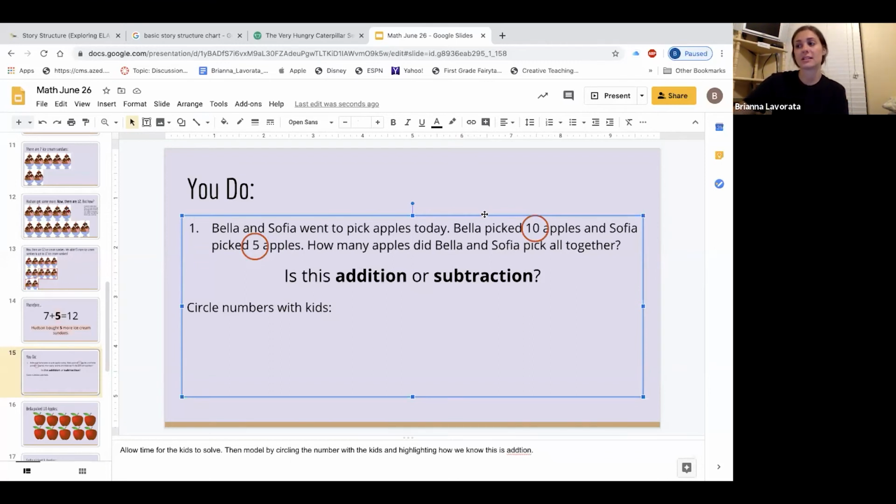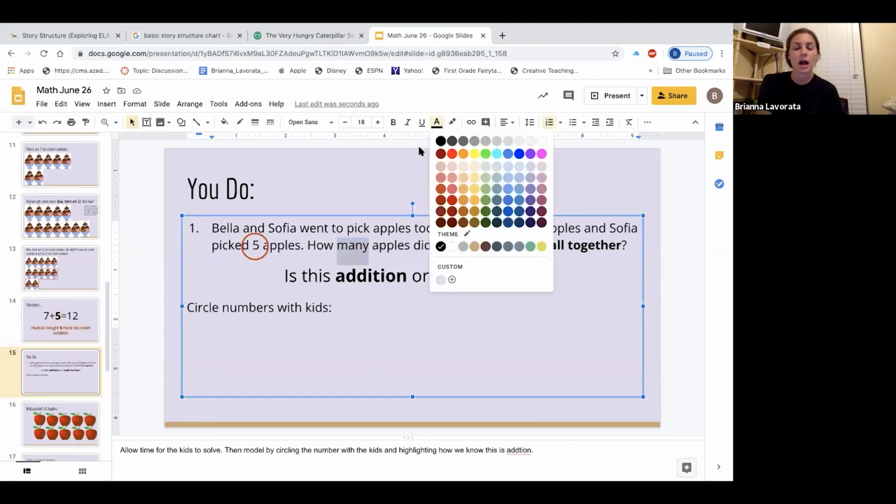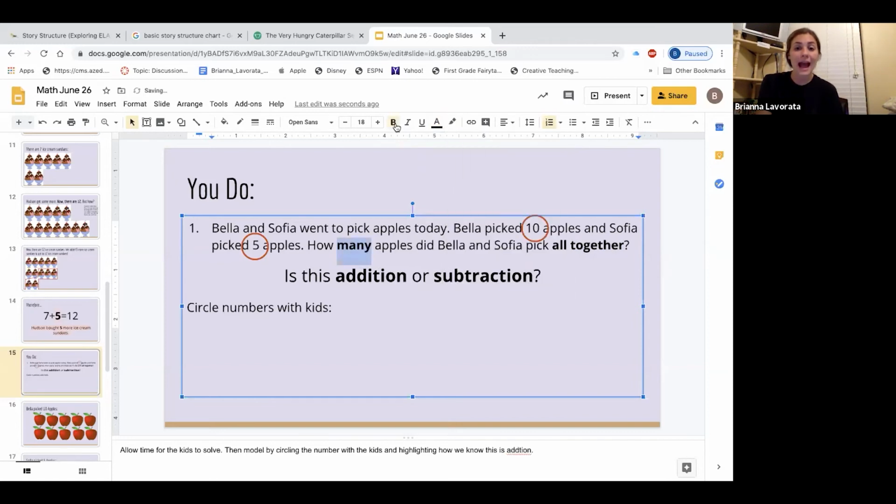Are there key terms in this sentence that tell you what action we're going to be doing? If you decided on the words "all together," you are correct. I'm going to bold that. The reason is that it is asking us how many, we will highlight "many" apples did Bella and Sophia pick all together.